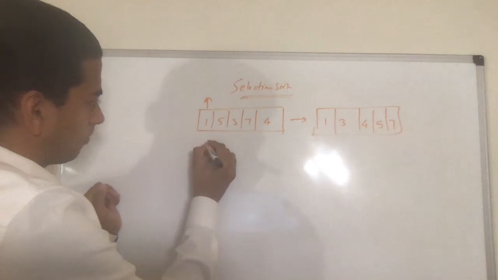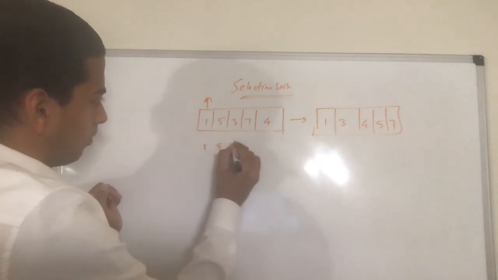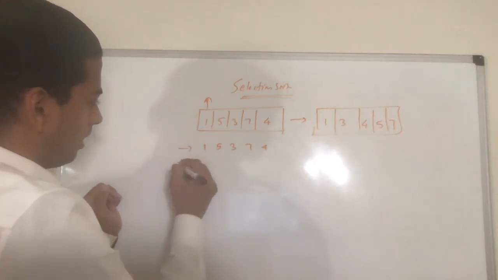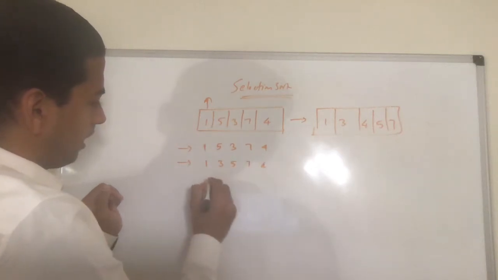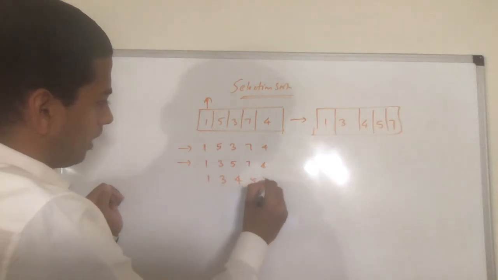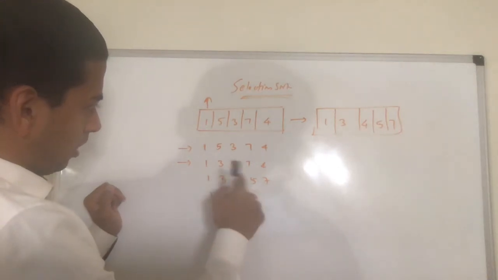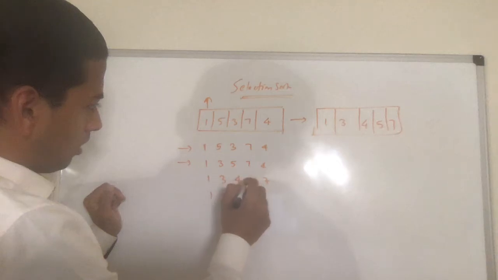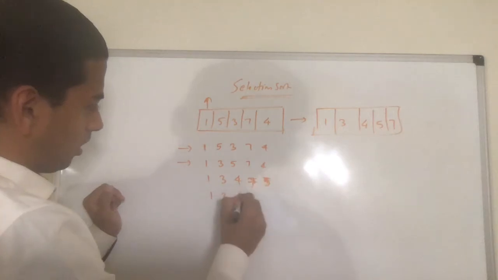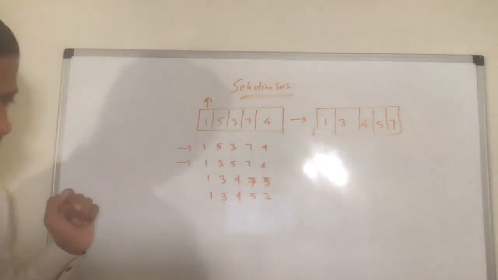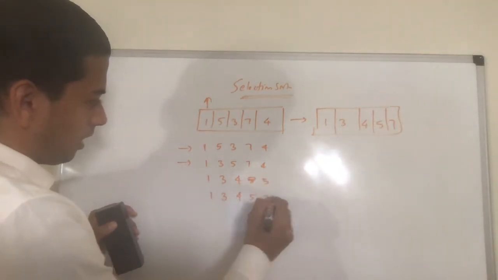In this case, initially I is 1. It will look like this, 1 5 3 7 4, in the first step, and in the second step it will look like 1 3 5 7 4. In the next step, 1 3 4 5 7, and the last step, 1 3 4 will come here, 7 will remain here, 5 will come here, 1 3 4 5 7 in the last step. Okay, 7 5, and in the last step it will be 5 7.